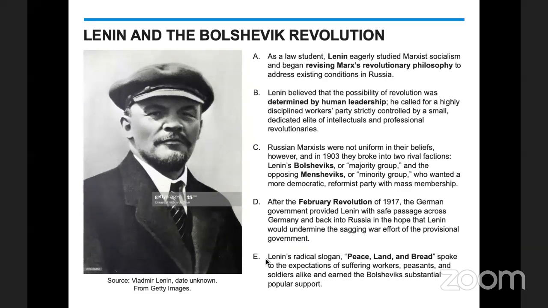Russian Marxists are not uniform in their beliefs. There are two groups. There are Lenin's Bolsheviks, or majority group, and then there's the opposing group, the Mensheviks, the minority group. The Mensheviks would be different in that they believe in mass membership, a more democratic, every-person-votes approach, where the mass will move things in government. Where Lenin believes, no, we're going to need collective ideas and unity, but it really is going to be an elite group that is going to do the leading.